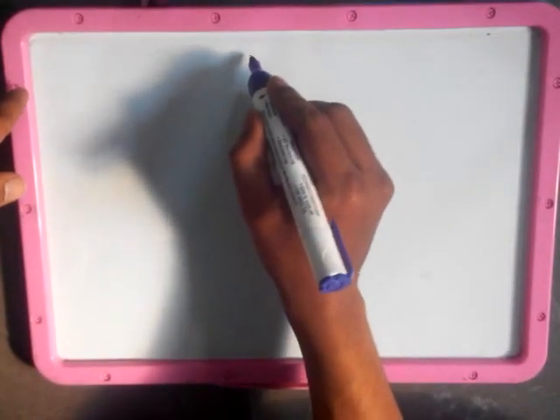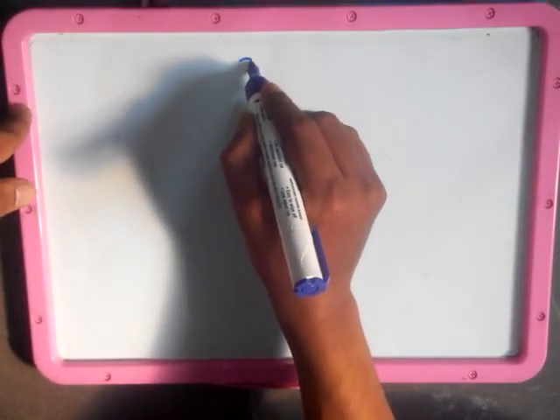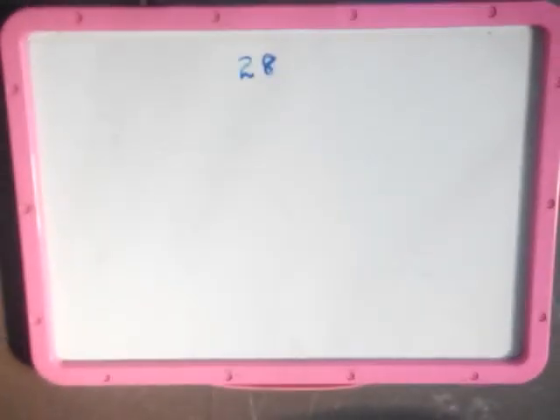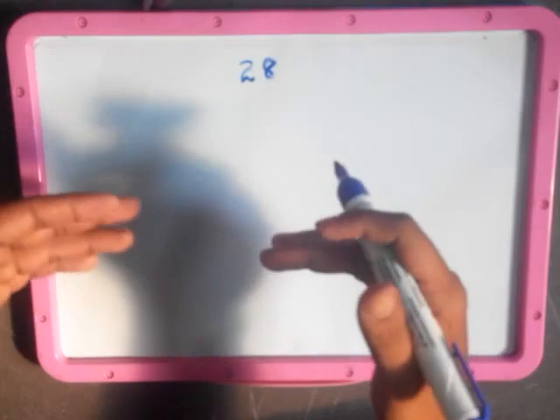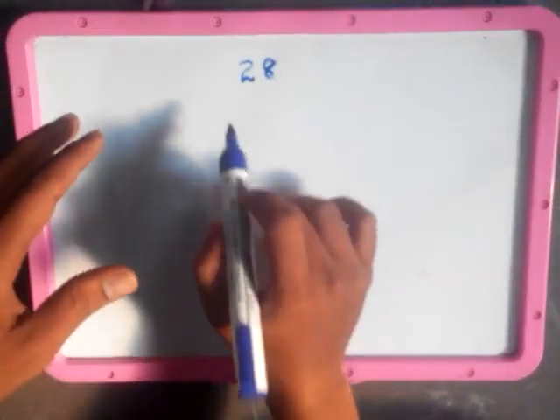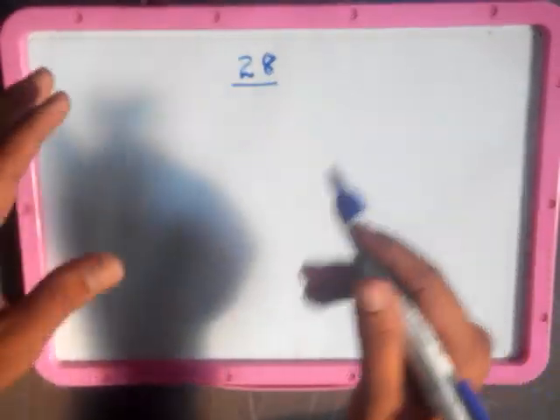So today we are going to show how to convert a given number directly. Suppose we have the number 28. It is very difficult for the students to do the conversion step by step, so I will show you the shortcut method. 28 is a number which is to be converted into a binary number.